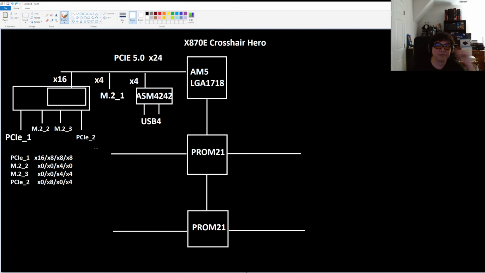Isn't that wonderful? Don't you just love GPU lane sharing? Or technically we should be saying PCIe lane sharing. This is over-explaining it a bit, making it confusing with the matrices.